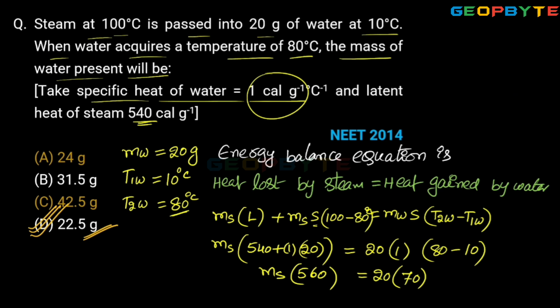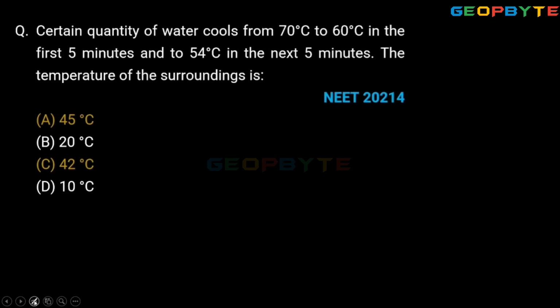Understood clearly? Similarly, let us take another important problem. Look at the screen. It is asking: a certain quantity of water cools from 70 degrees centigrade to 60 degrees centigrade in the first 5 minutes and to 54 degrees centigrade in the next 5 minutes. The temperature of the surroundings is?